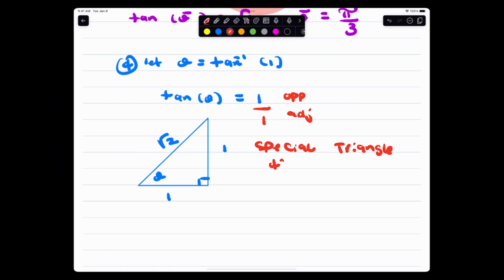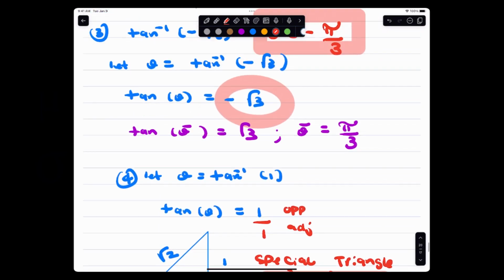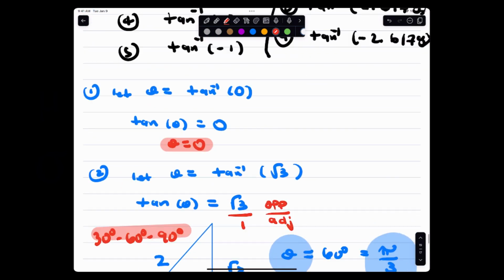You guys see what I'm saying? So all of these exact value questions, and I shouldn't say all, most are going to use a special triangle. Not all, though. And so that's why they say the exact value. So what is theta going to be? Pi over 4. Outstanding, ladies and gentlemen. So easy peasy, lemon squeezy.